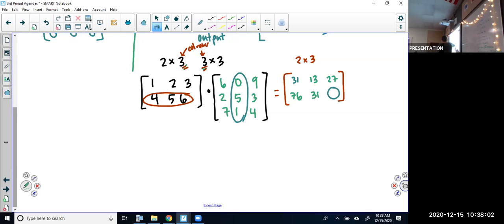Okay. So now at the second row and third column. It's going to be 4 times 9 is 36. Plus 5 times 3 is 15. Plus 6 times 4 is 24. What's that? 75. Nice.